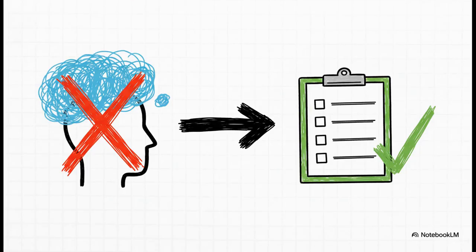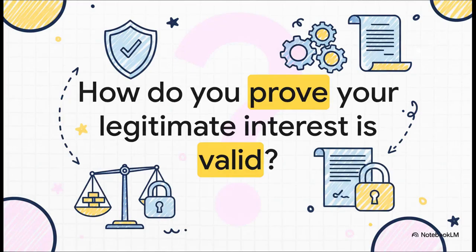And I really want to drive this point home. This isn't something you can just base on a gut feeling. It's not a "we think this is probably okay" kind of deal. The law is super clear. You have to follow a formal, structured process to justify it, and you better believe you need to write it all down. Which, of course, brings us to the million-dollar question, right?